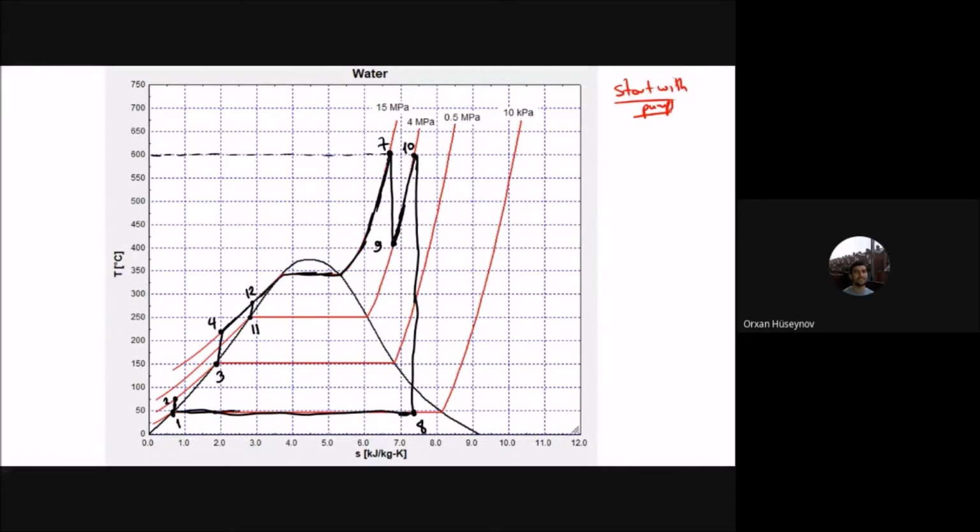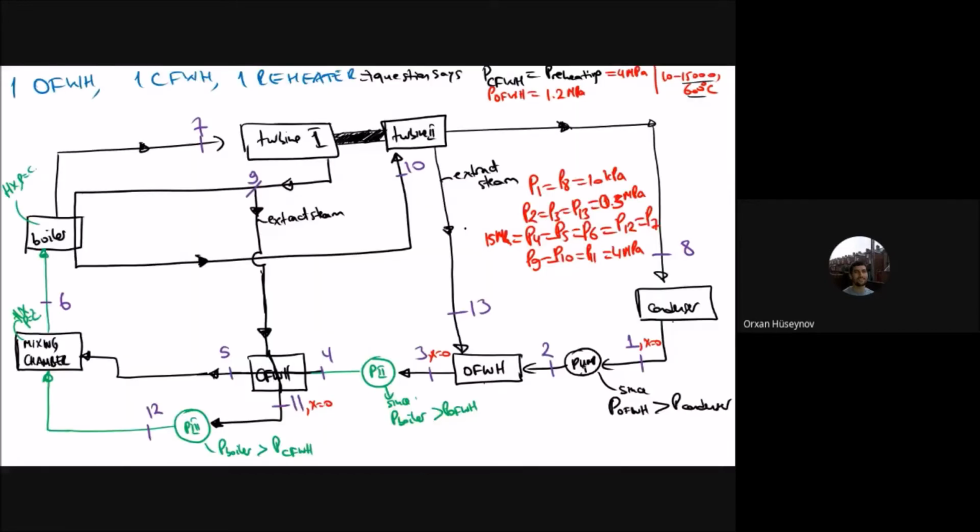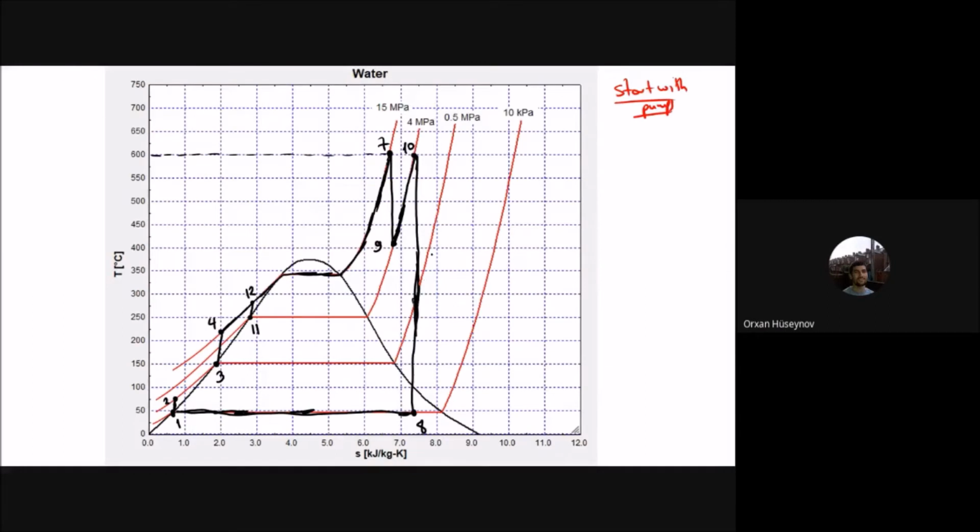So let me correct this part, and that one, and this one is also isentropic here. Okay, good. So I have found the locations, and then comes the next location here. So these are the extracted point from the turbine, which is at 13 here, and the pressure of the 13 is 0.5 megapascal. So it will be 0.5 megapascal, and I will use a different color here to make everything clear. So this is point 13.